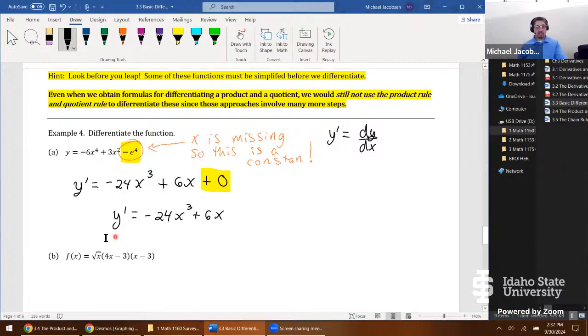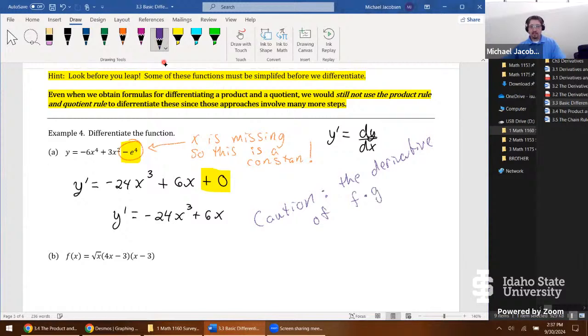Okay, well, let's give this one down here a try. Part B is a little bit challenging because everything is being multiplied. And let's put down a really fast warning on this one. Or maybe a caution. I'm not sure what the best way to say this is. Let's say caution. The derivative of f times g is not f prime times g prime.